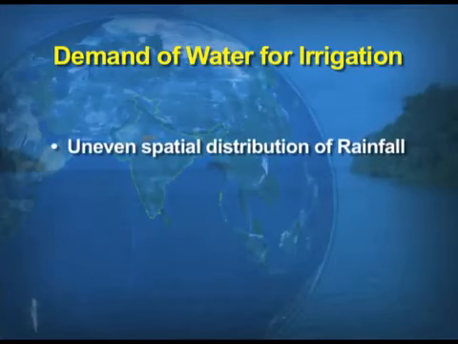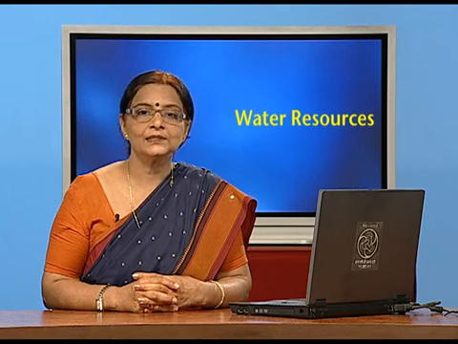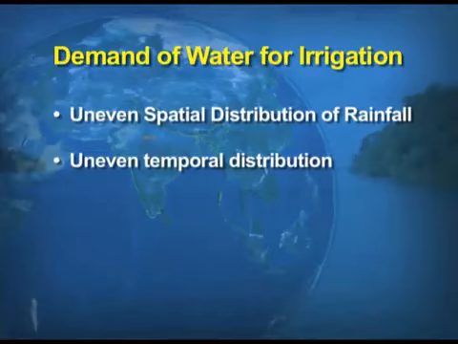The spatial distribution of rainfall is very uneven in the country. When I say spatial, that means all the areas do not receive the same amount of water. The second factor for the demand of irrigation is the uneven temporal distribution of rainfall. Temporal means that because India receives rainfall through the monsoons, the time and amount of rainfall is not at all fixed. So we have to depend upon irrigation.